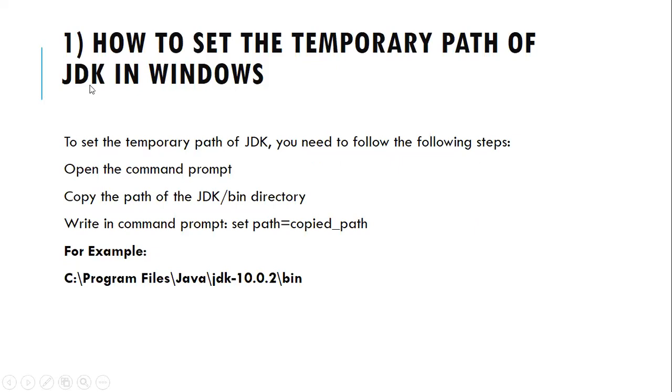Now, the first is to set the temporary path. To set the temporary path of JDK, you need to follow the following steps. Open the command prompt, copy the path to the JDK bin directory, and write the command set path equals to the copied path. For example, I have set this path with the set path command.